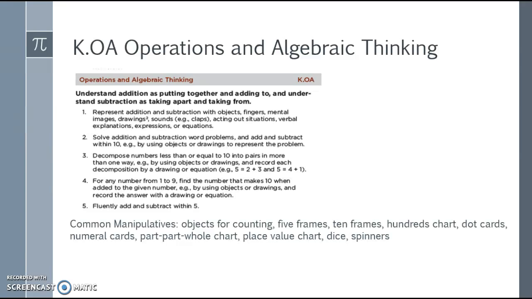After counting and cardinality, we'll move on to operations and algebraic thinking. So we need to understand addition is putting together, so composing, and understand subtraction is taking apart or decomposing numbers. So some common manipulatives used would be objects for counting, 5 frames, 10 frames, hundreds chart, dot cards, numeral cards, part, whole chart, place value chart, dice, and spinners.